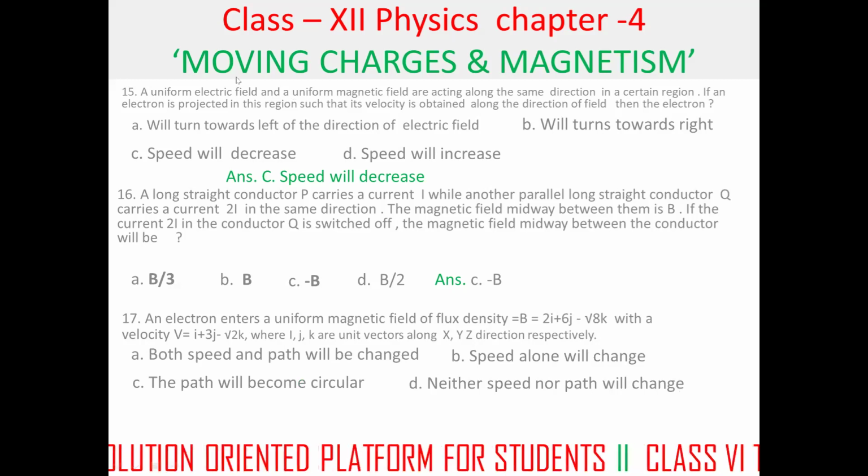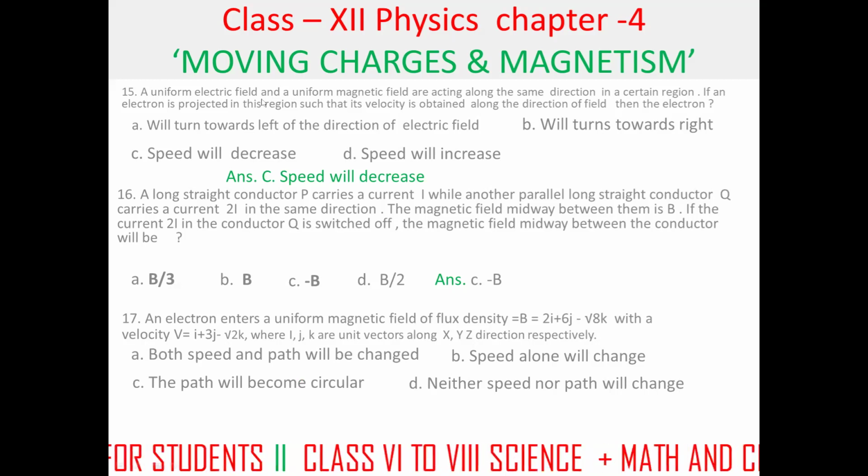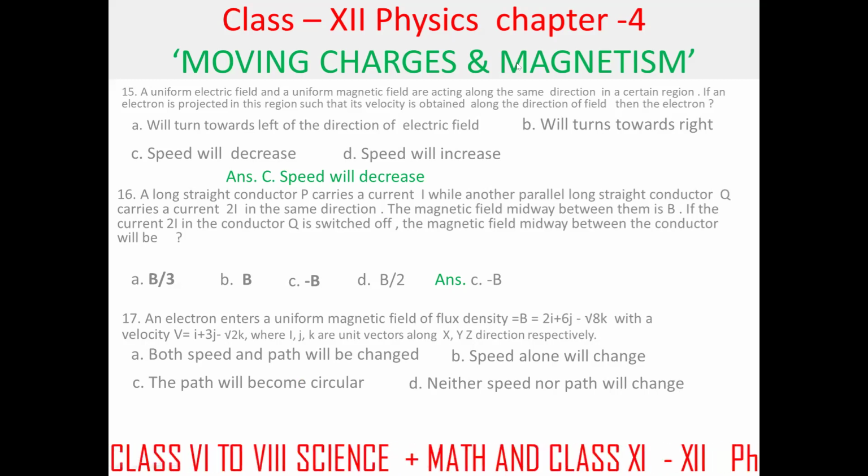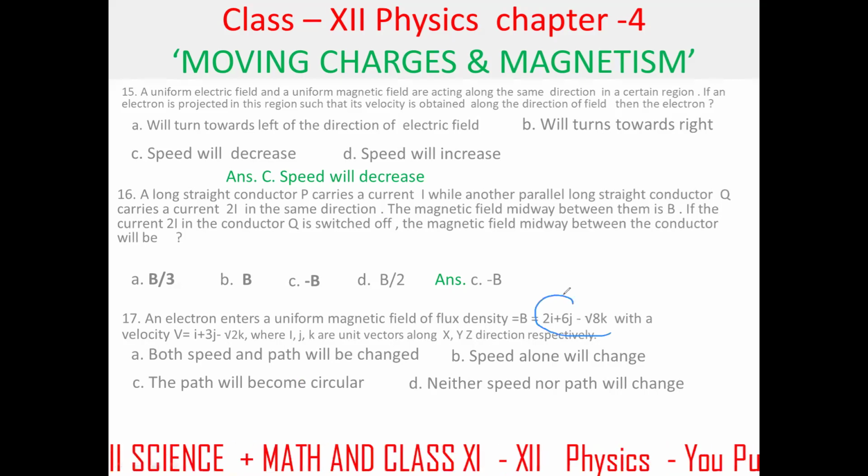Here you see the direction. We have to look at it. See, this is the magnetic field and here this is the magnetic field. If I take common 2 here, then this will be i plus 3 j minus root 2 k. Is it? Yes. So see, this question and the previous question are the same. When we get this kind of equation, they are parallel.